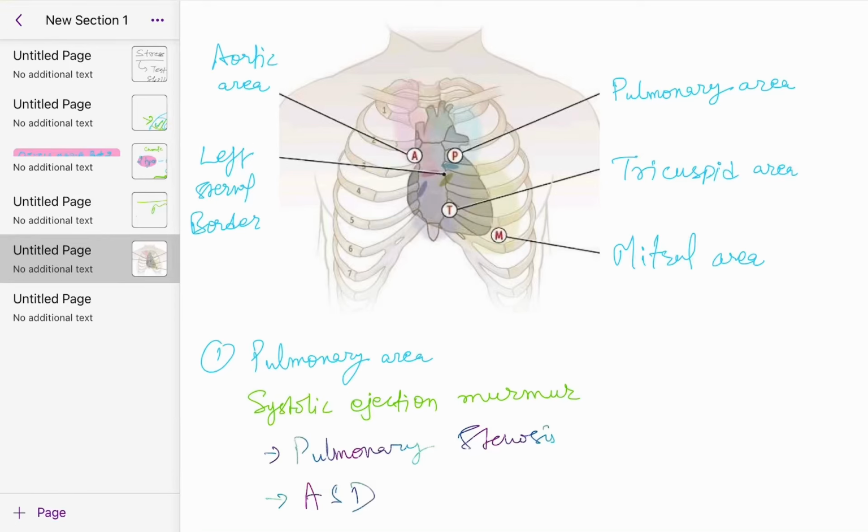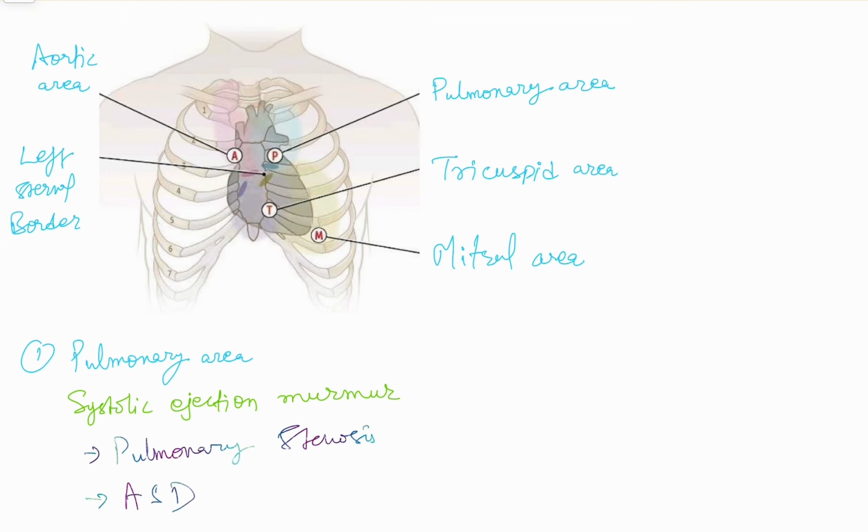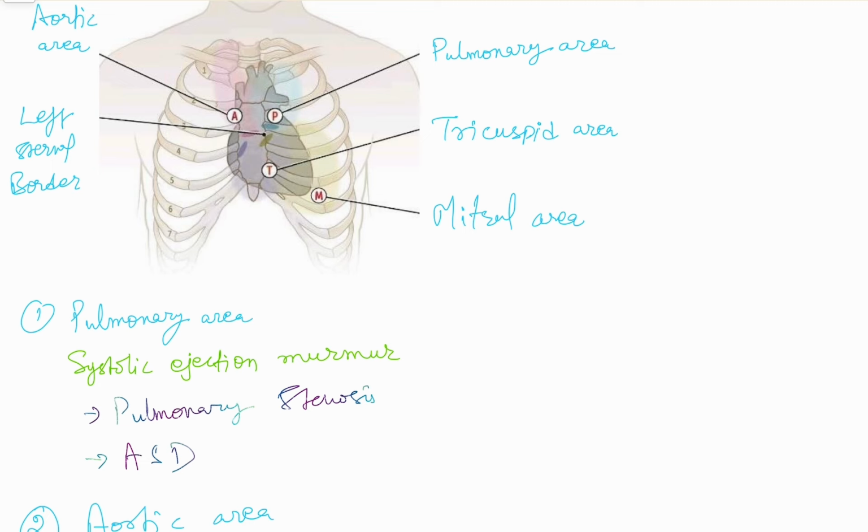Friends, let's start with murmurs. Here we can see the aortic area in the second intercostal space on the right, and then the pulmonary area, the second intercostal space on the left, and below it the left external border, and just below it the tricuspid area, and then the mitral area in the fifth intercostal space on the left side.